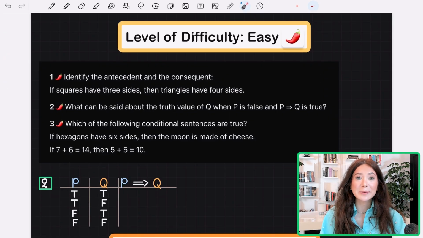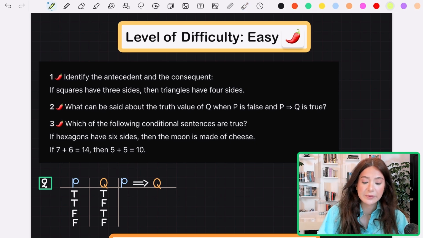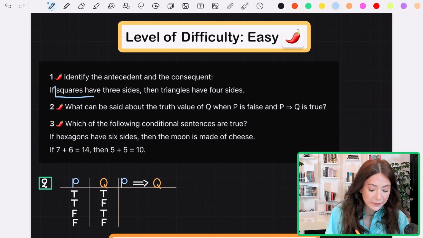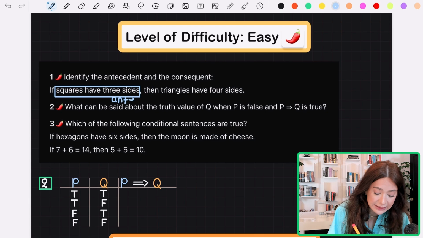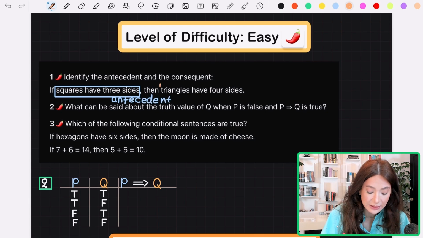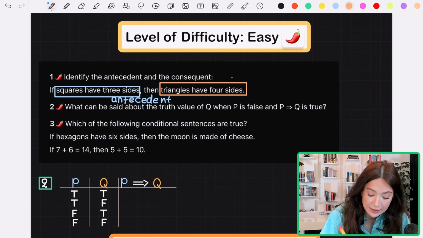All right, the first problem is asking us to identify the antecedent and consequent, and that is simple enough. I don't even read this. I just know that anything that comes after if has to be the antecedent. That's a spot where the antecedent always goes, and this has to be the consequent.